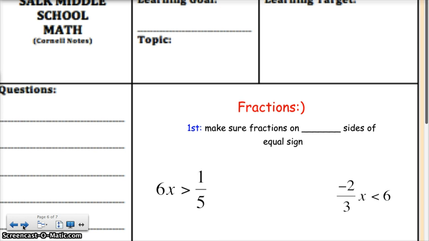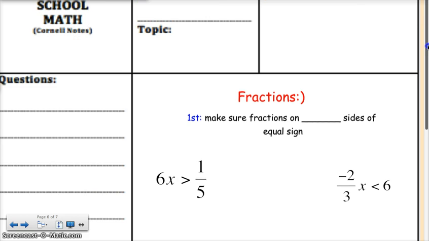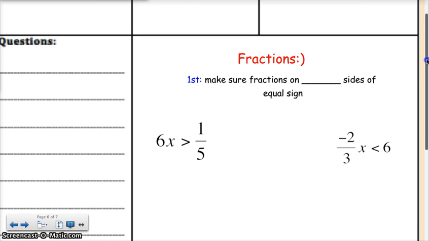We love them. We love them so much. The first thing you want to do is make sure fractions are on both sides of the equal sign. Because if you're going to deal with fractions, you might as well make everything a fraction. It makes things much easier. That means if you see a whole number, put a 1 under it.